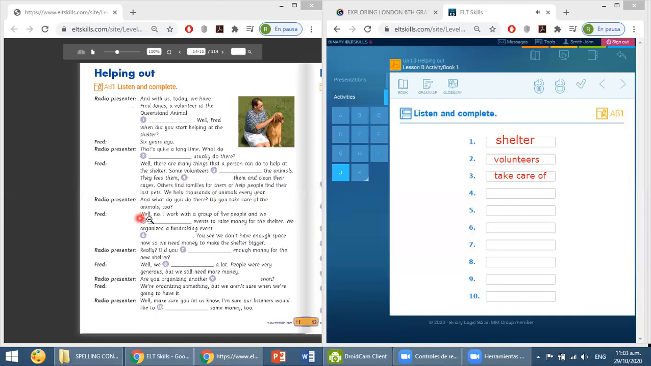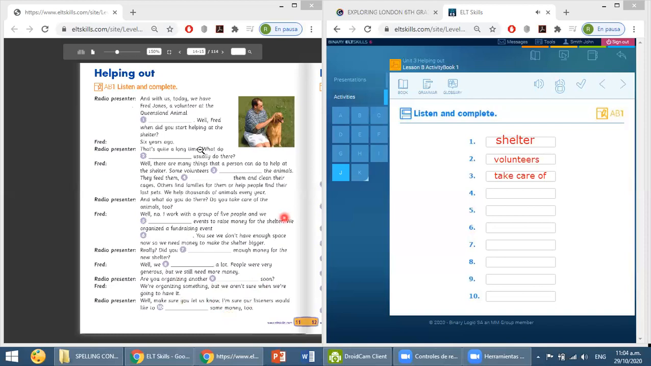Well, no. I work with a group of 5 people and we organize events to raise money for the shelter. We organized a fundraising event last month. You see, we don't have enough space now, so we need money to make the shelter bigger. Really? Did you raise enough money for the new shelter? Well, we collected a lot. People were very generous, but we still need more money. Are you organizing another event soon? We're organizing something, but we aren't sure when we're going to have it. Well, make sure you let us know. I'm sure our listeners would like to donate some money too.